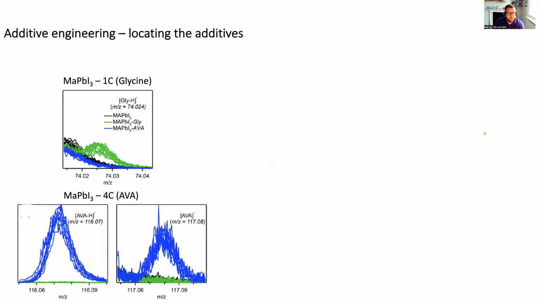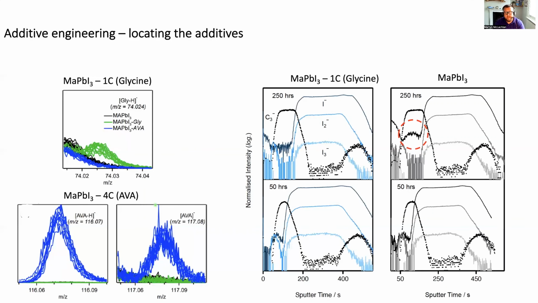Using structural studies, so here looking at secondary ion mass spectrometry, we can confirm the presence of the additive within the near surface layers. So these are static SIMS measurements, so we can confirm the presence of glycine and the AVA conclusively near the surface. And in fact, an additional benefit is conferred.